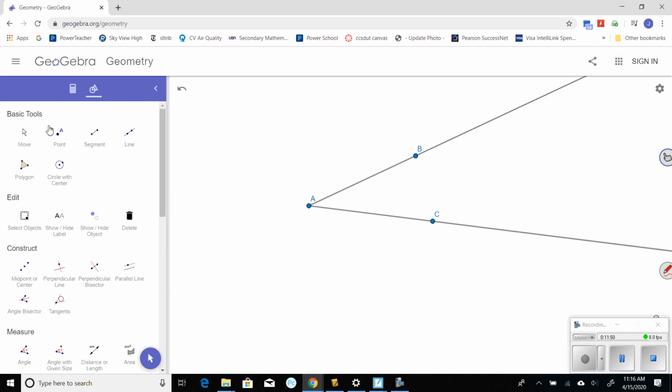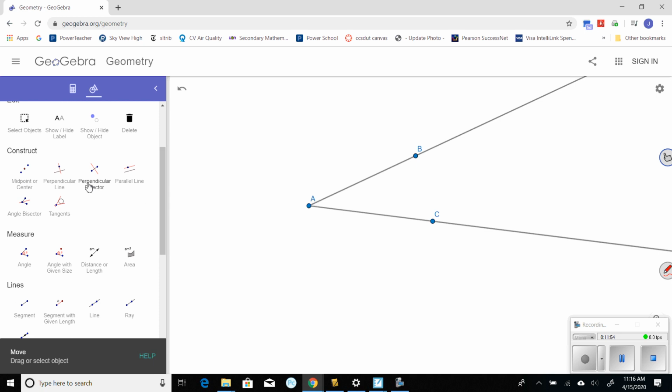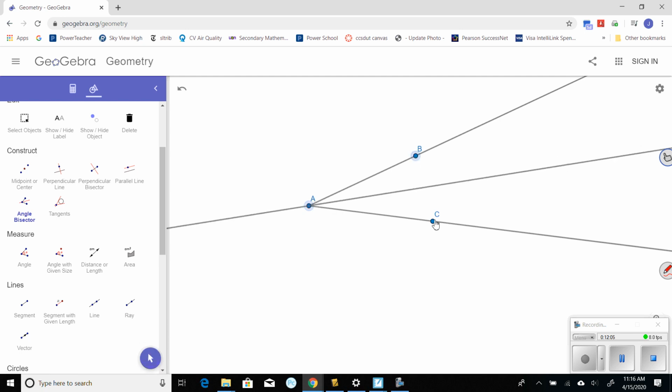Okay, what I want to construct now is an angle bisector. So if I come down to constructions, there's one right here that says angle bisectors. My directions say select 3 points or 2 lines. I'm just going to select these 3 points. B, A, C is my angle. So there's my angle bisector right there.